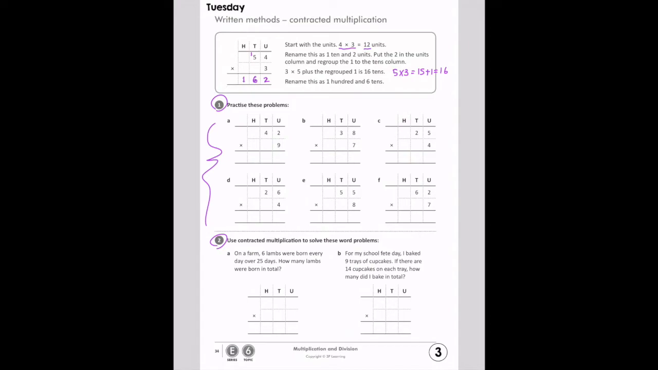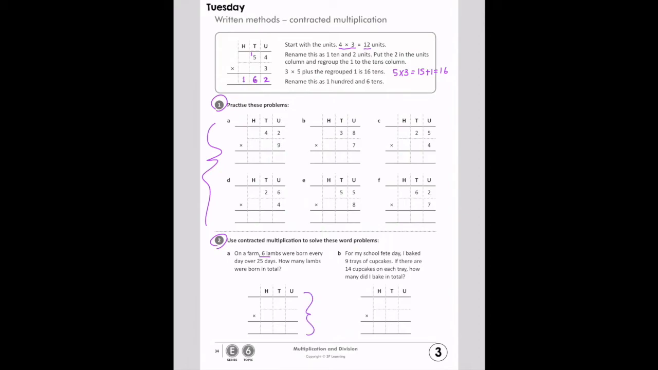So on a farm, 6 lambs were born every day over 25 days. How many lambs were born in total? So it's telling us that 6 lambs were born every day over 25 days. So over the 25 days, 6 lambs were born each of those days. So it's 25 groups of 6, right?